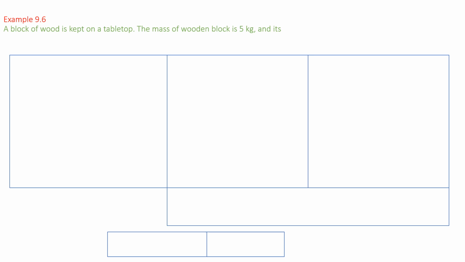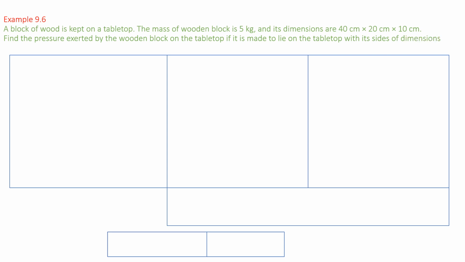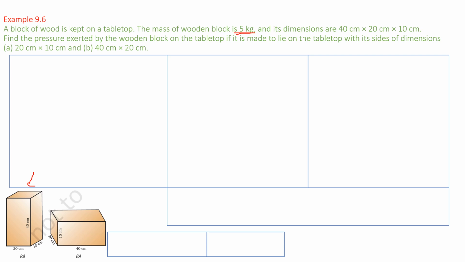A block of wood is kept on a tabletop. Just imagine a tabletop. You're placing a block of wood, maybe think of a cuboid shape. The mass of the wooden block is 5 kg. Just think of this, I'm just giving you visualization. So this is a wooden block, and its mass is 5 kg, and its dimensions are 40 centimeter, 20 centimeter, and 10 centimeter. Look at this: this is 20 centimeter this way, 10 centimeter this way, and height is 40 centimeter this way.